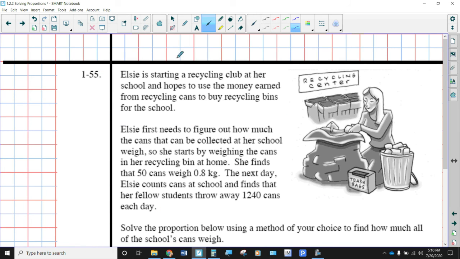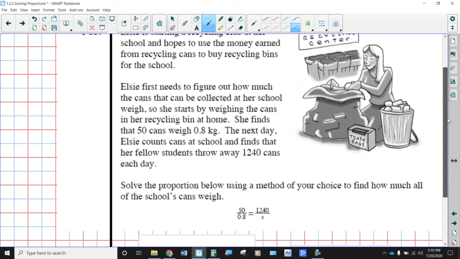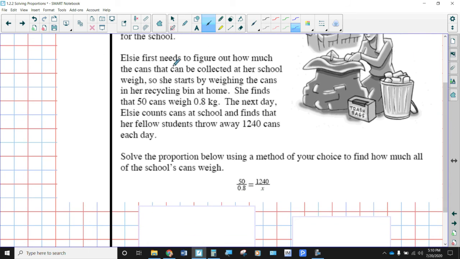All right, Elsie is starting a recycling club at her school and hopes to use the money she earns from recycling cans to buy recycling bins for the school. Elsie first needs to figure out how much the cans that can be collected at her school weigh. So she starts weighing cans in a recycling bin at home, and she finds that 50 cans weigh 0.8 of a kilogram. So here's the ratio: 50 cans over 0.8 kilograms.